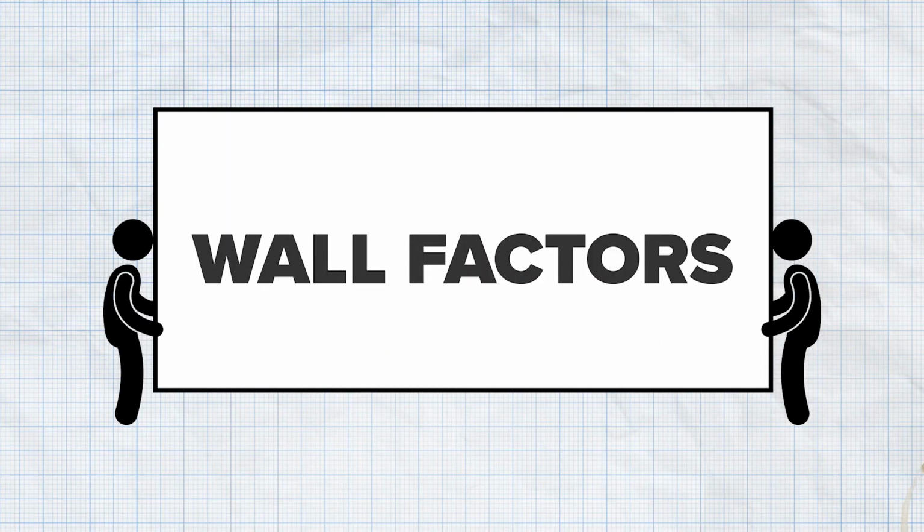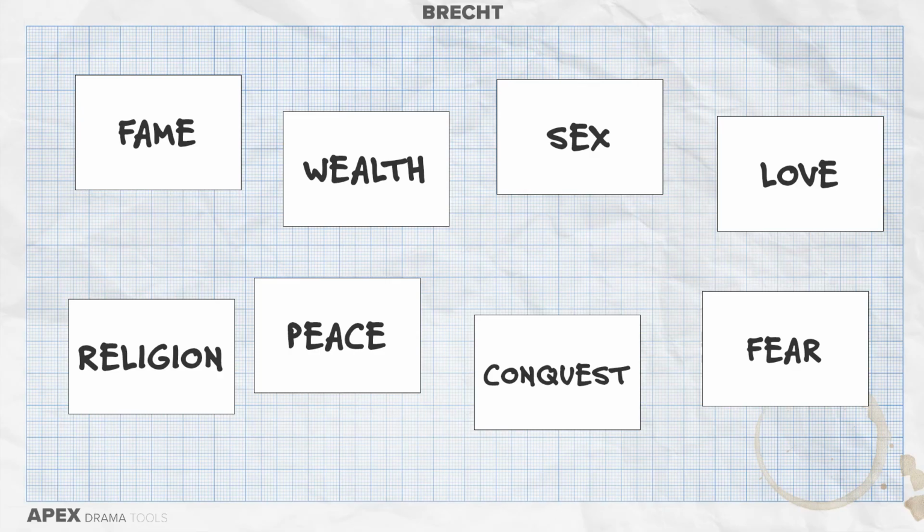Wall factors. Assign the characters of the play to a group. If there are more group members than characters, numerous people can play the same character. On several pieces of paper, write down the forces or factors that drive the characters. These may be thematic to the play or social or political issues relevant to the characters. Ideas include fame, wealth, sex, love, religion, peace, conquest, and fear. Write one per sheet of paper and stick the pieces of paper on the wall around the space.